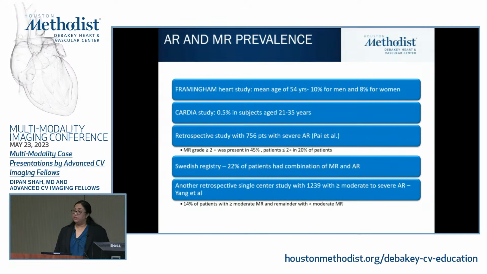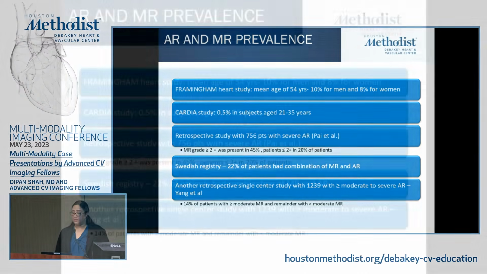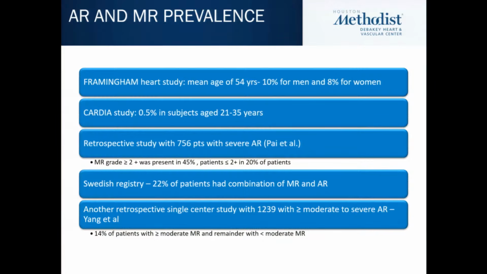When you look at prevalence of the combined AR-MR, the prevalence differs based on the years, the gender, and the age. In the Framingham Heart Study, which was 1999, mean age was 54 years. Prevalence was higher in men at 10% compared to women, 8%. In the CARDIA study, which was done in 2007, in a younger population between 21 to 35, you can see it's a lower prevalence of 0.5%. This is combined AR and MR.